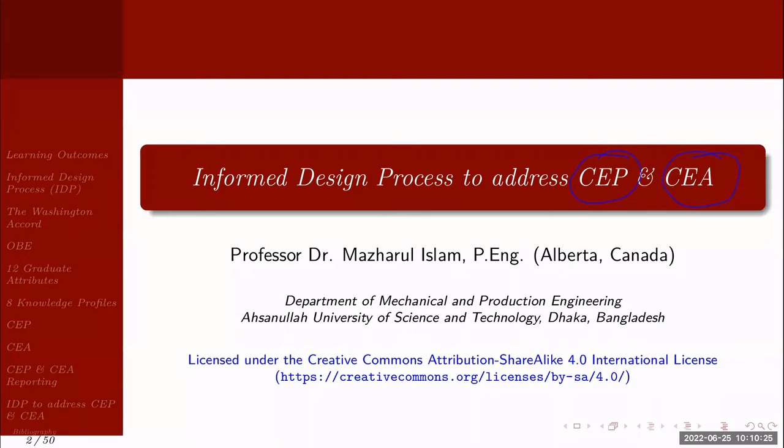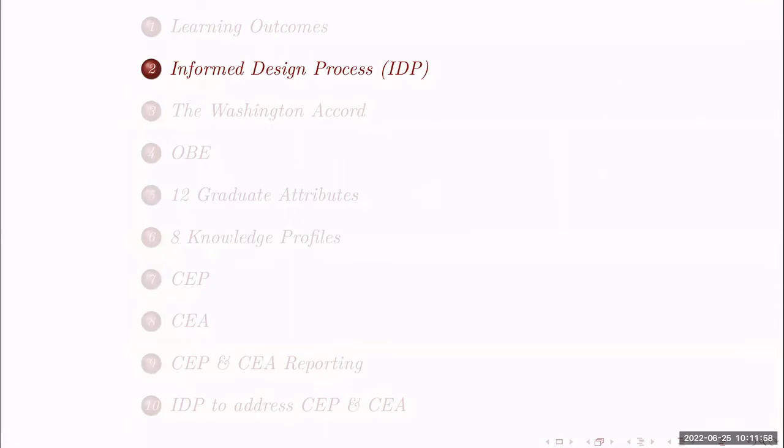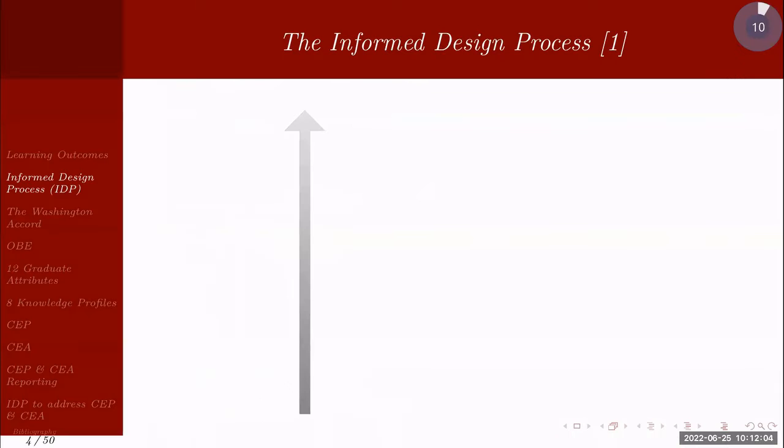In this presentation, we'll focus on these two important things, and we'll try to relate these two important things, CEP and CEA, with Informed Design Process, IDP. Let us use this acronym for Informed Design Process. Now, start with Informed Design Process. This is a process where there are 8 stages which are related to a design cycle.